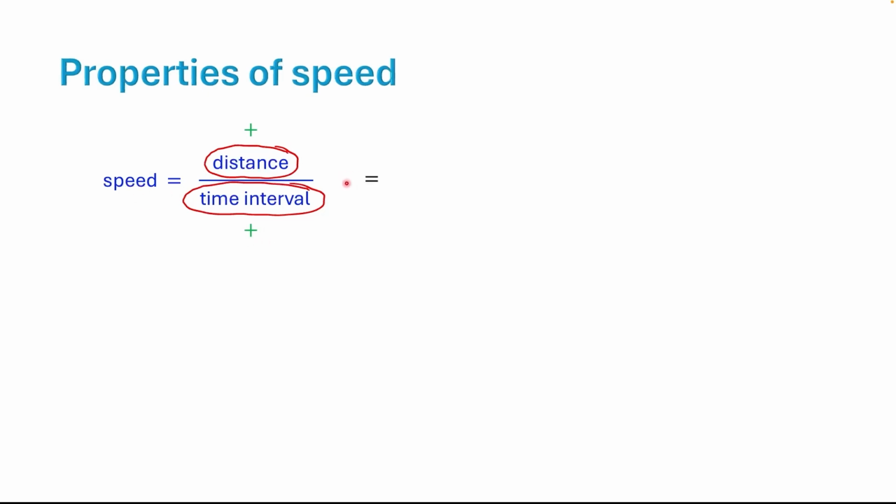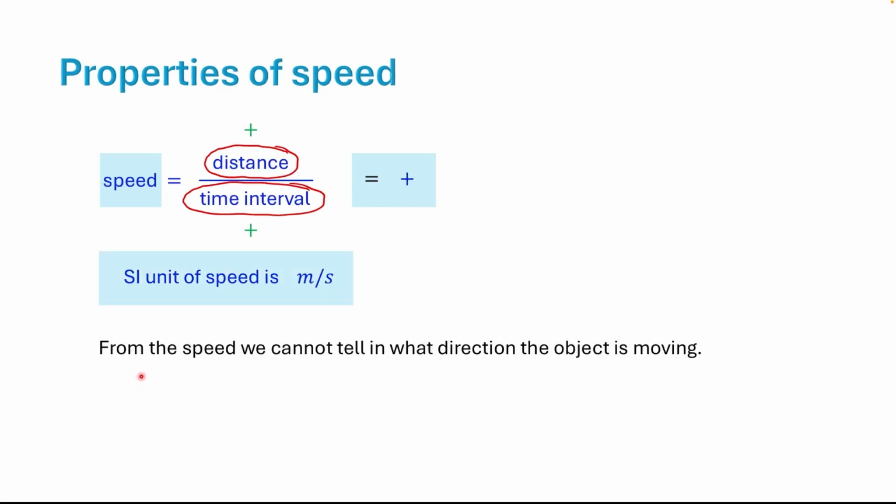Now, let us look at the properties of speed. Speed is equal to distance over time interval. You know that distance is a positive quantity, and the time interval is also a positive quantity. So, speed is a positive quantity. The SI unit of speed is meter per second. From the speed, we cannot tell in what direction the object is moving. So, speed has no direction.